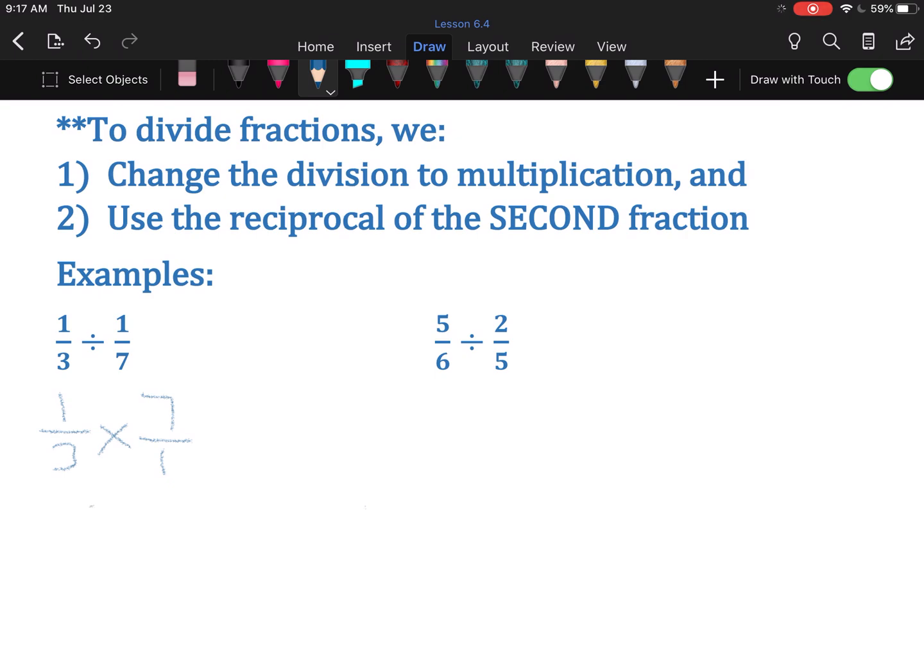1 times 7 is 7. 3 times 1 is 3. I can take 2 3s out of 7. That's 2 1/3.